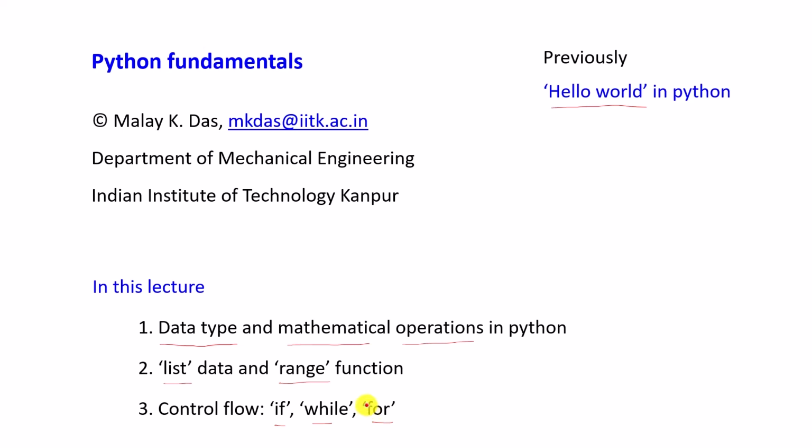This is to remind you that we are only talking about minimalistic features of Python that are necessary for scientific computing. Python has numerous data types, data structures, mathematical functions. We are not going to discuss all of them. I have selected only a handful, and let us see what they are.